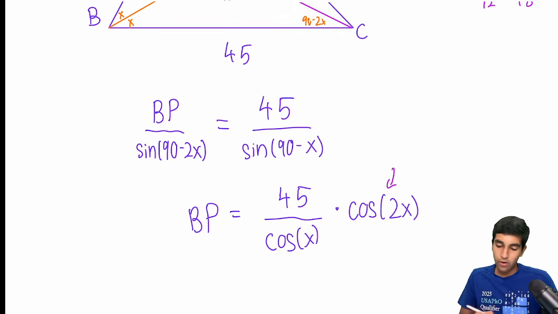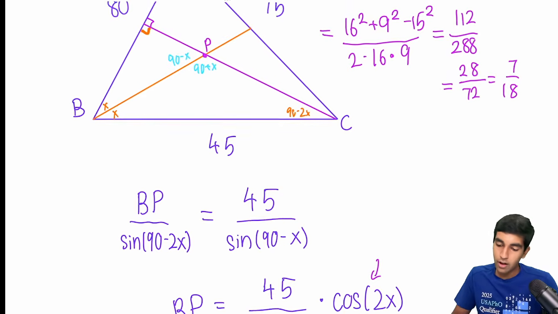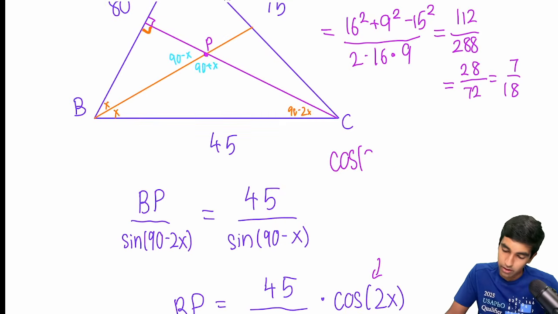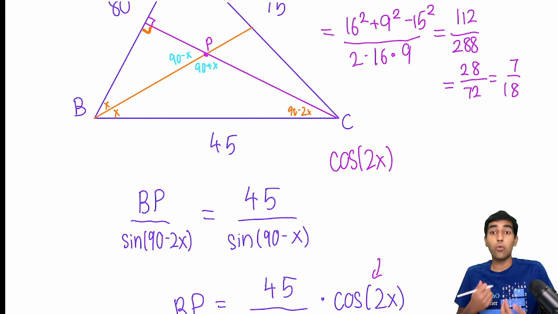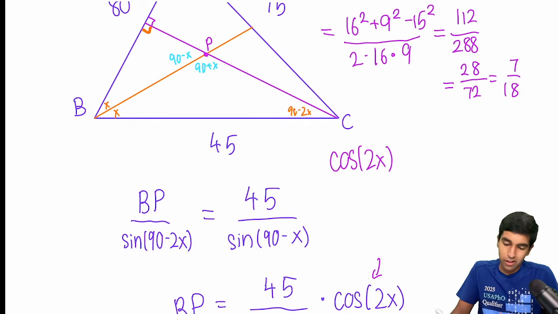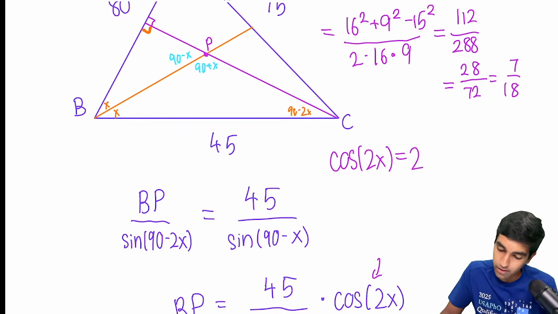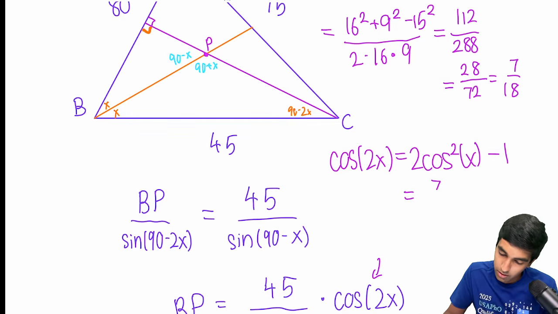So we found the value of this, but what about cosine x? Well, we can use the double angle formula. Cosine 2x is cosine squared minus sine squared, right? And we can also rewrite this. We want to find cosine of x, so we don't want to deal with any sine business. So let's just rewrite it as 2 cosine squared minus 1, right? That's one of the versions of the cosine double angle formula. And we have that this is equal to 7 over 18.